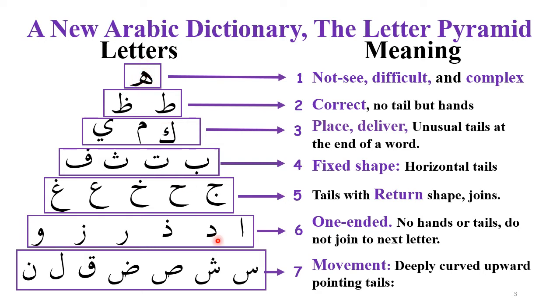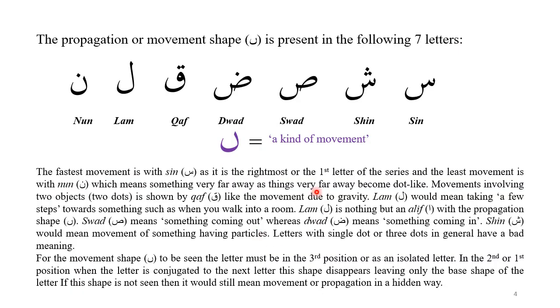So if you can truly understand this pyramid, you will understand the Arabic language extremely well. And then I'll show you examples of how to understand this easily, so that this is everything that you'll ever need to truly understand the Arabic language. All right, let's first take a look at these 7 letters: Sin, Shin, Swad, Dwad, Qaf, Lam, Nun. As I said, this shape is present in the 7 letters, and this means a kind of movement.